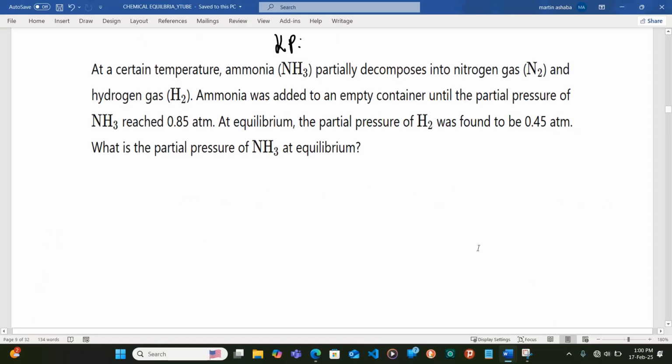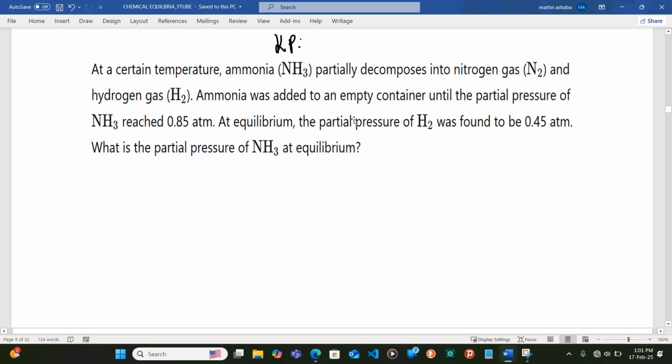Hello dear chemists. Now in this discussion we are going to be looking at another problem in chemical equilibrium. So this problem involves using Kp, which is the equilibrium constant in terms of partial pressures. At a certain temperature, ammonia NH3 partially decomposes into nitrogen gas and hydrogen gas.